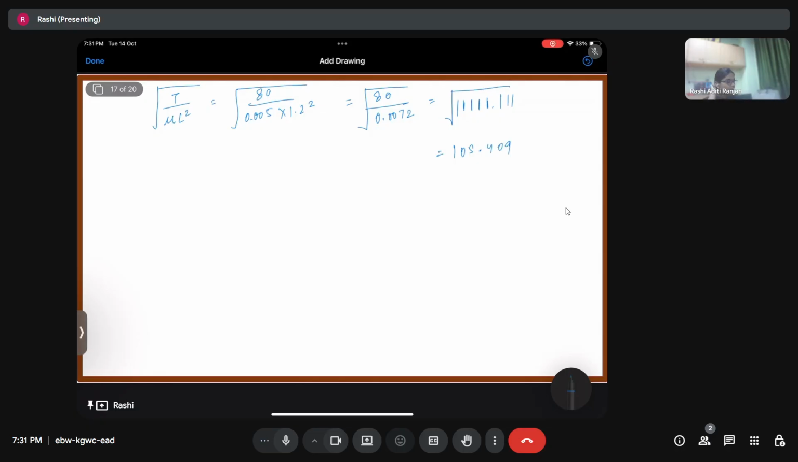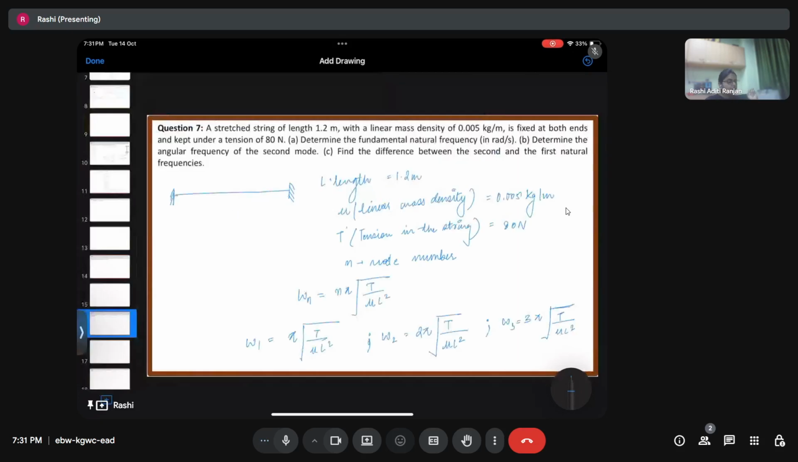Okay, so talking about the first, omega 1 is going to be pi into 105.409. This will turn out to be 331.1529 radians per second. This is the first natural frequency, which is the first mode also. When we talk about the second one, we have seen from here that omega 2 by omega 1 is what? 2. So omega 2 is nothing but twice of omega 1. Omega 3 is what?